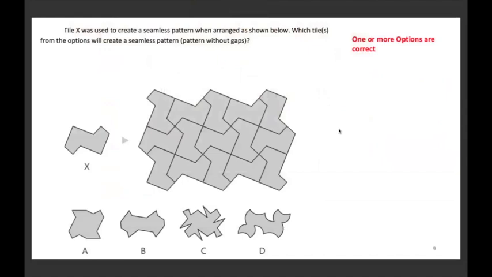Tile X was used to create a seamless pattern when arranged as shown below. Which tile from the options will create a seamless pattern that is without gaps? X से ऐसा seamless pattern आ रहा है, तो कौन सी टाइल से ऐसा पैटर्न आएगा जिसमें गैप्स नहीं होंगे या ओवरलैप भी नहीं होगा? Okay.